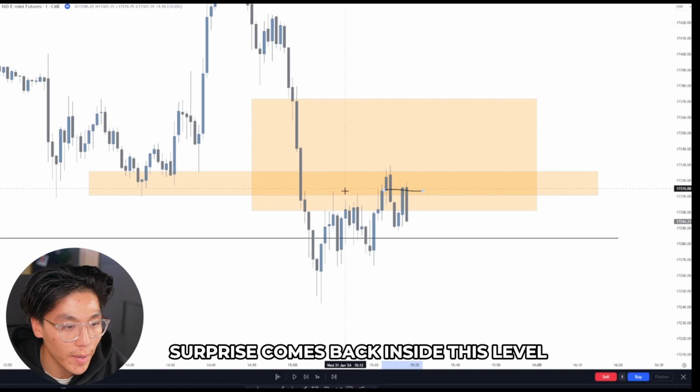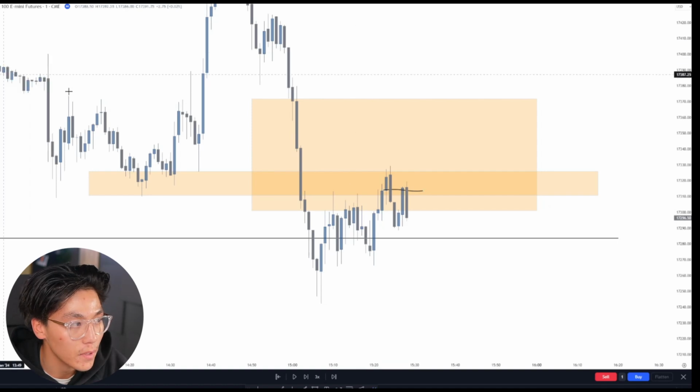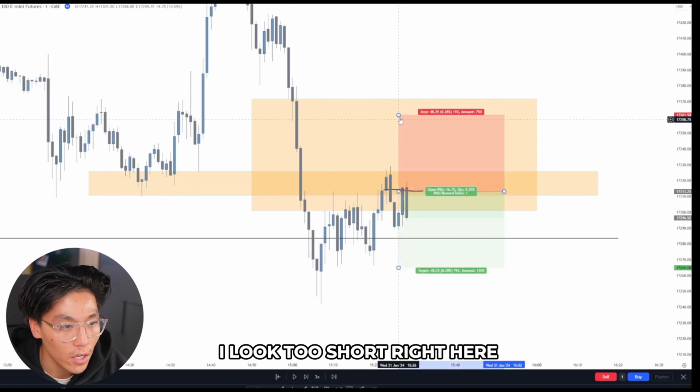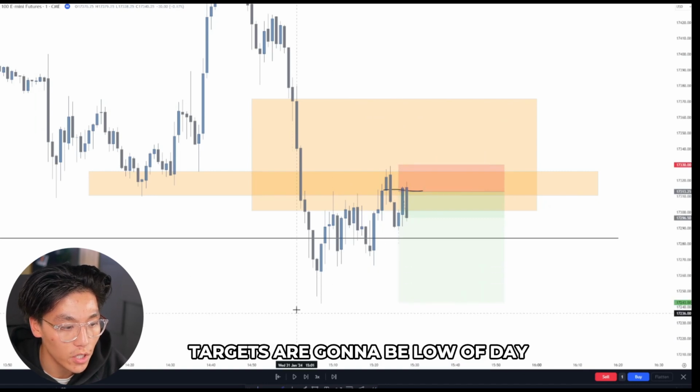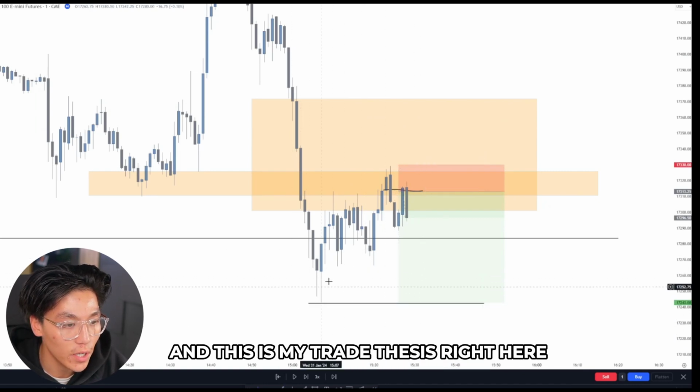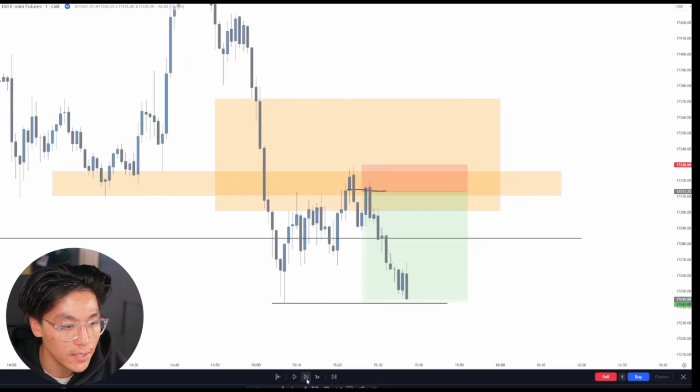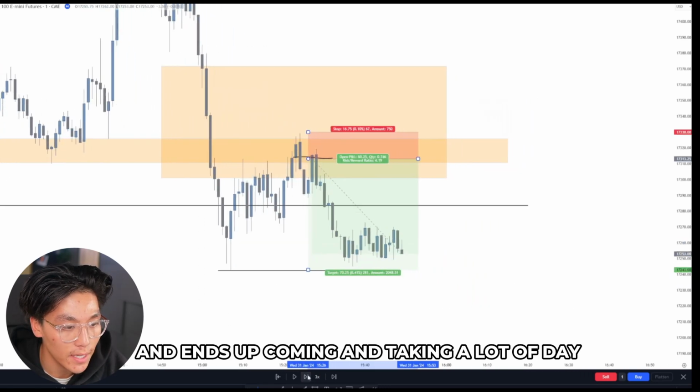So price comes back inside this level. I look to short right here, stops just above the break, targets are going to be low of day, right? Targets are going to be low of day. And this is my trade thesis right here. And you can see that price ends up coming and taking out low of day here.